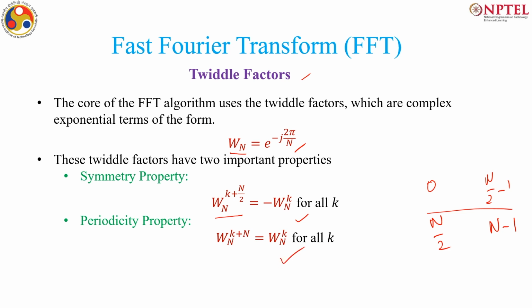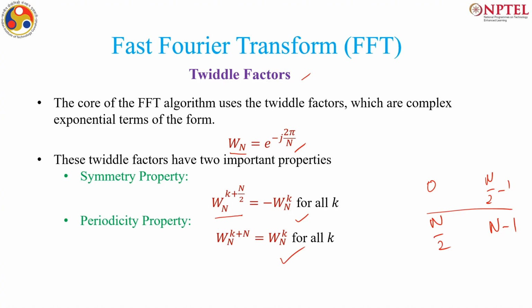Now, the periodicity property stems from the fact, as I said in the previous lecture, that these discrete Fourier transforms are considered to be periodic sequences, that is, they range from negative infinity to positive infinity, but we are mainly considering the main period, which is 0 to n minus 1.